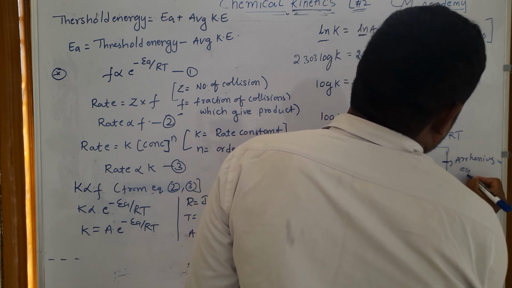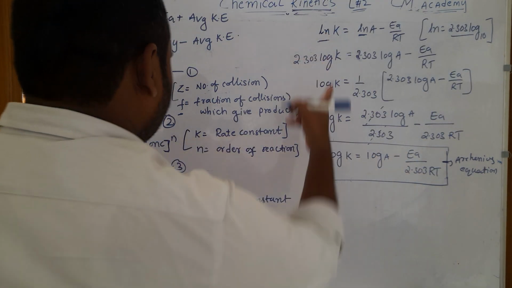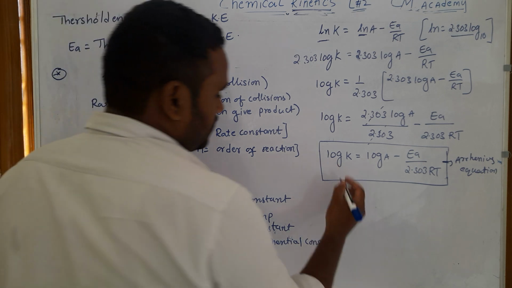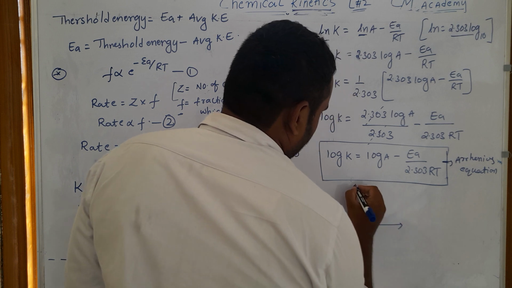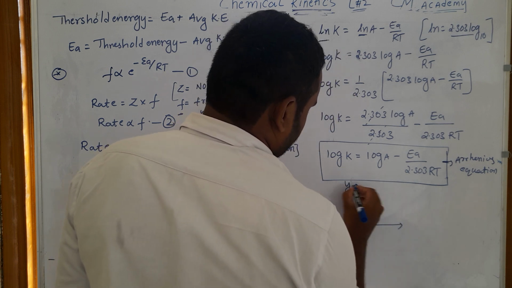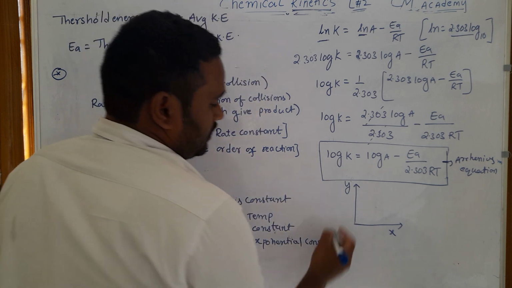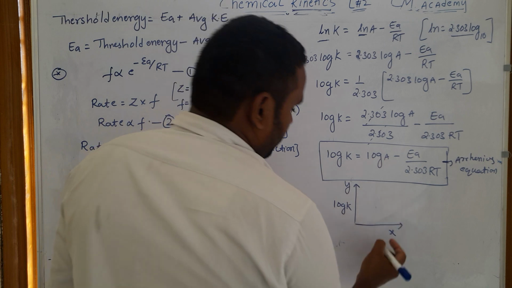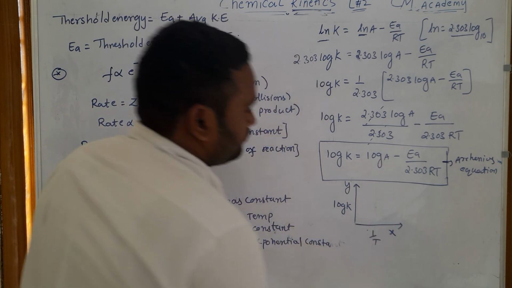Arrhenius equation. Now let us draw a graph for this Arrhenius equation. So now you can draw a graph. It is the y-axis, and here I am taking the x-axis. On the y-axis I am taking log k. On the x-axis I am taking 1 by T.